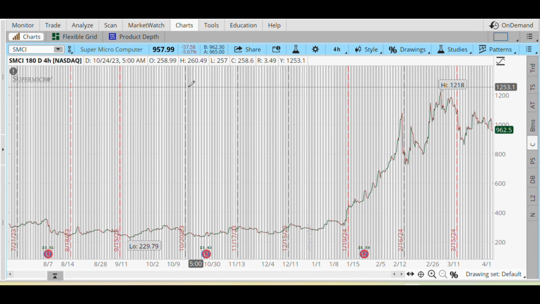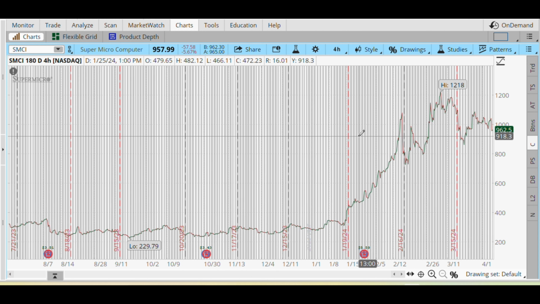On your screen, you see the SMCI stock chart for the last 180 days with a 4-hour interval as of now. The lowest point was 229 and the highest point is 1218. You see that after making an all-time high, SMCI went down probably around 400 points. And here also, after making a high, SMCI went down probably 350 points. It's a good thing. After making an all-time high, it made some correction. This will ensure that SMCI is not overpriced or overvalued at this point.